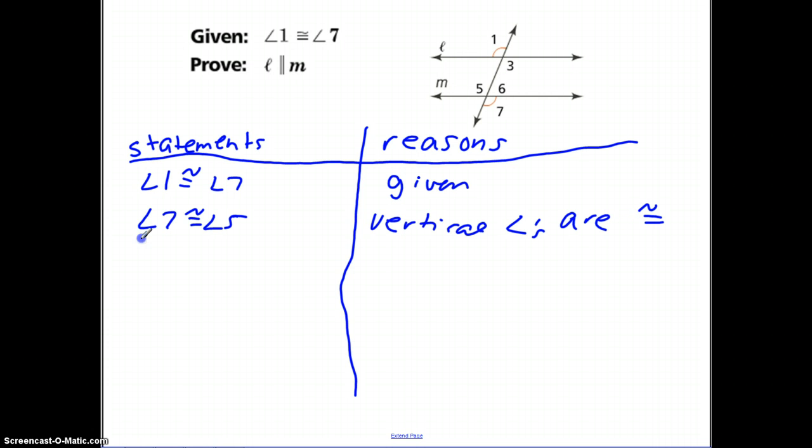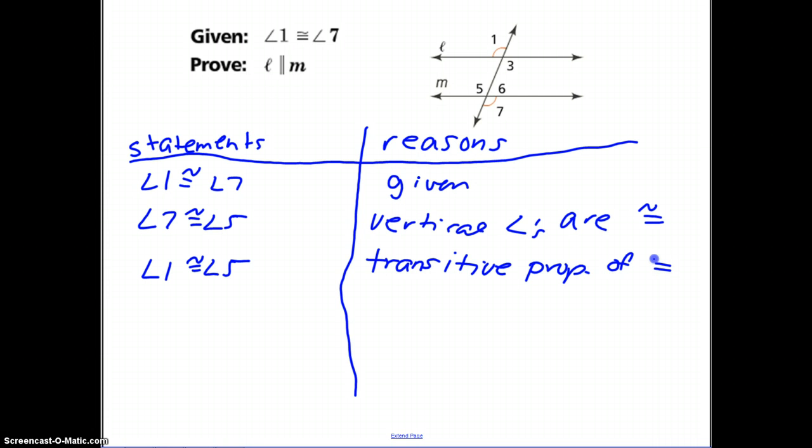Now, let's look at my path here. I've got angle 1 is congruent to angle 7, and angle 7 is congruent to angle 5. Well, does that logically make sense that we could bypass 7 and we could go from angle 1 to angle 5? So we can do angle 1 is congruent to angle 5. Now, my reason for that is called my transitive property. Transitive property of congruence.